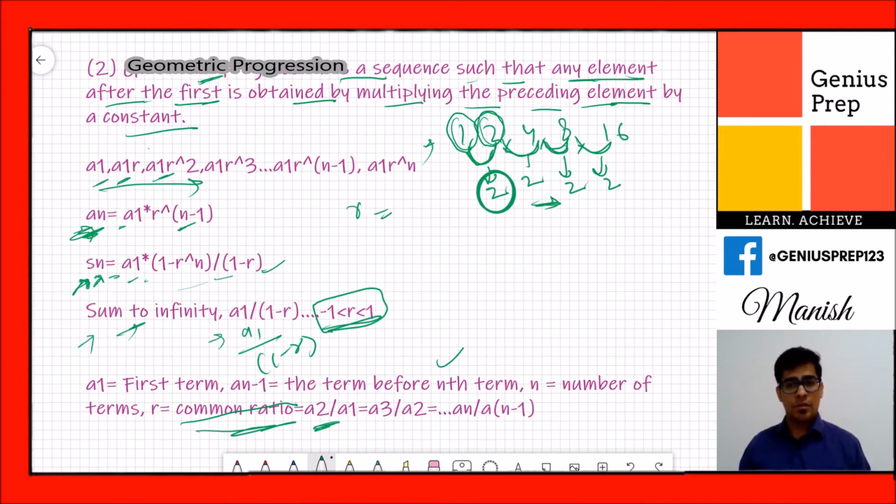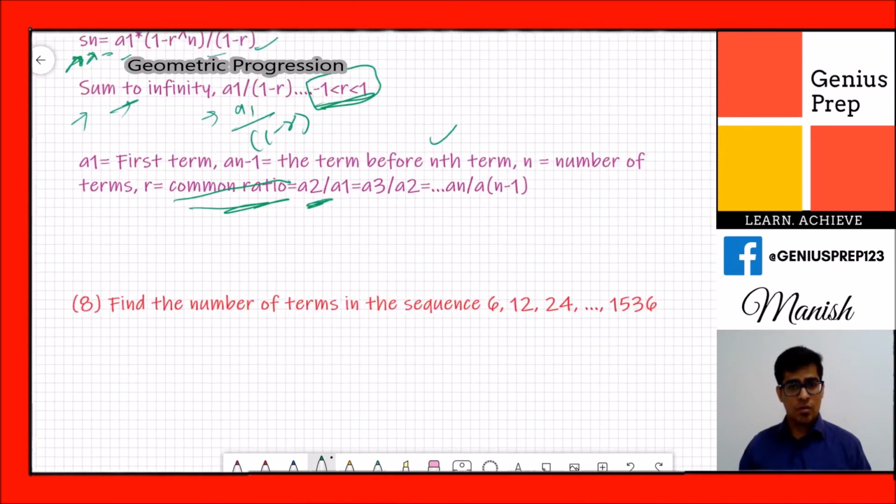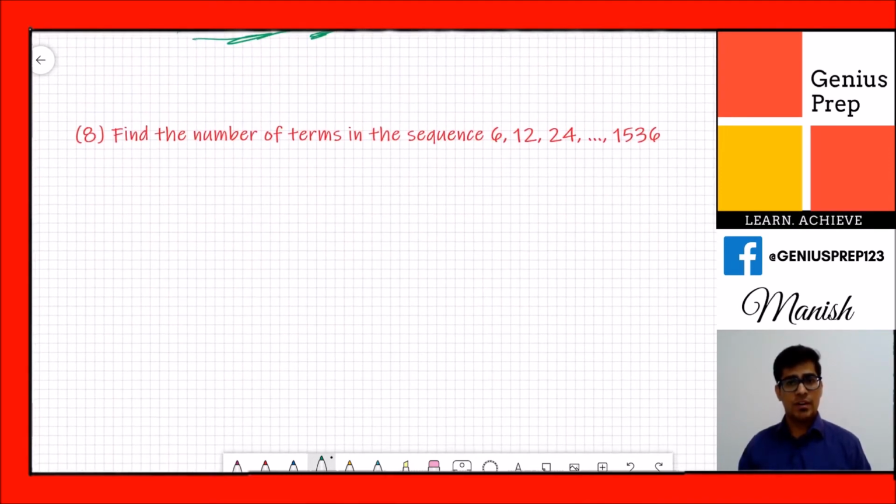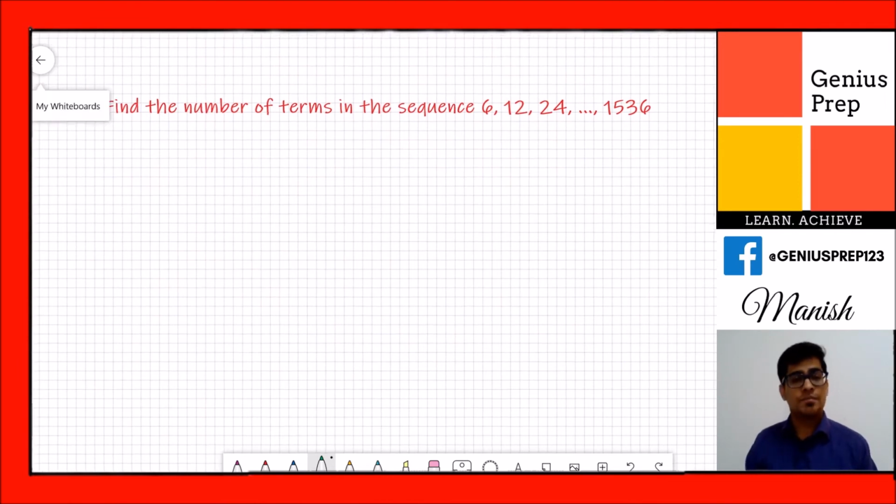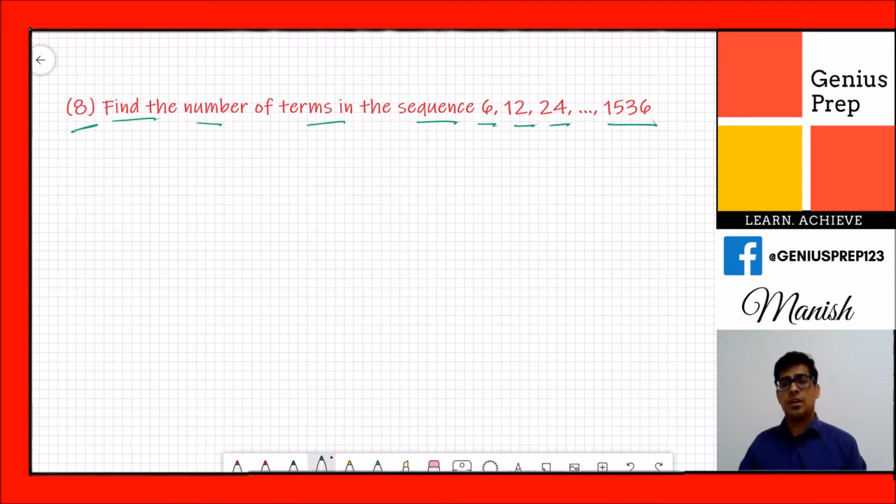Let's take an example for the geometric progression and see how to solve a question of this kind. This says find the number of terms in the sequence 6, 12, 24, up to 1536. Again you see it says a sequence; it doesn't say whether it's a geometric progression or an arithmetic progression. So first let's consider the difference between these terms. The differences are not the same, so it's not an AP, not an arithmetic progression.